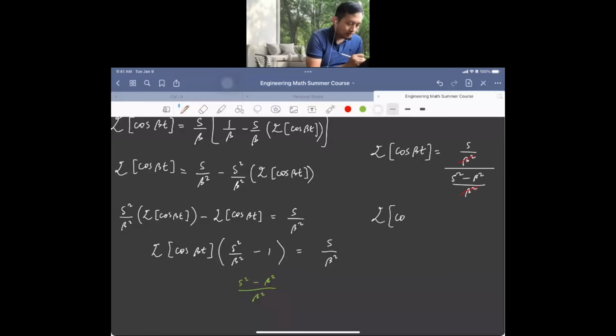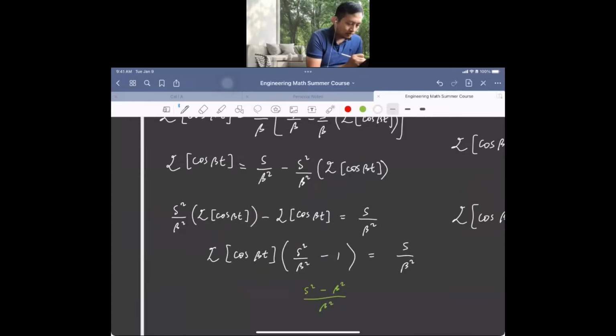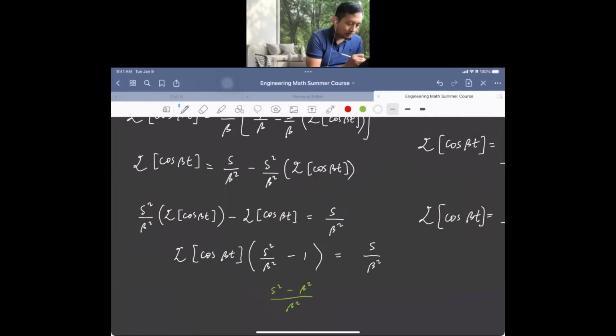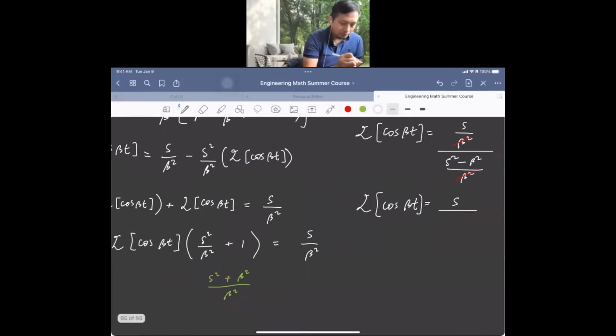So we can have our Laplace as s over, sorry. It's plus, sorry. It's plus, right? Let me check. Yeah, it's plus. Why am I writing minus? Okay. So it should be plus. So s squared plus beta squared.